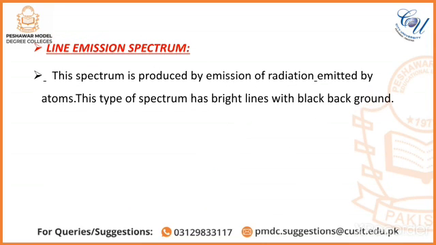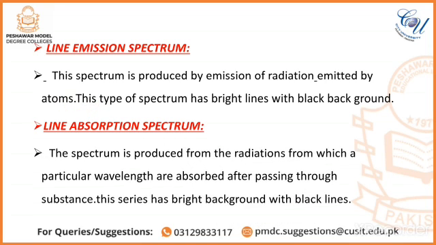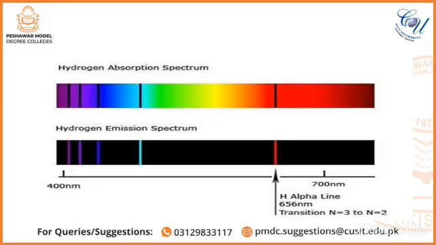Line emission spectrum. This spectrum is produced by emission of radiation emitted by atom. This type of spectrum has bright lines with black background. Line absorption spectrum. The spectrum is produced from radiation from which a particular wavelength is absorbed after passing through substance. This series has bright background with black lines.